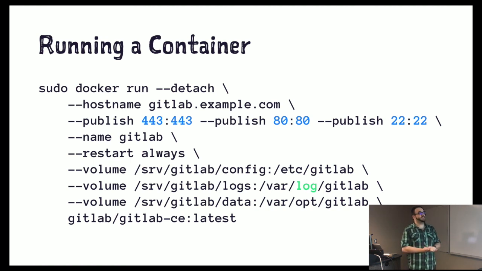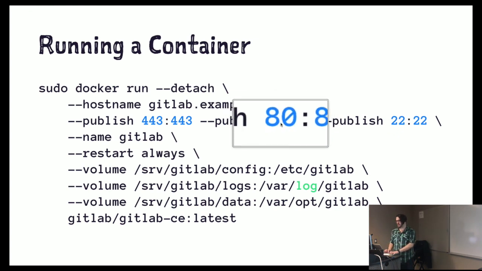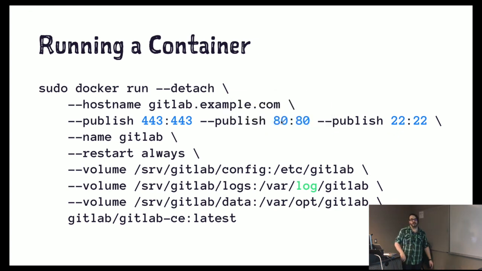Docker run, the --detach flag means it doesn't attach the container's application to your terminal so you can continue working. You can set a hostname. Publish, that's mapping a port. The port on the left is the port on the host. The port on the right is the port in the container. So for instance, if we wanted GitLab, instead of being on port 80, to be on port 8080, this is the number right here we would update to 8080.